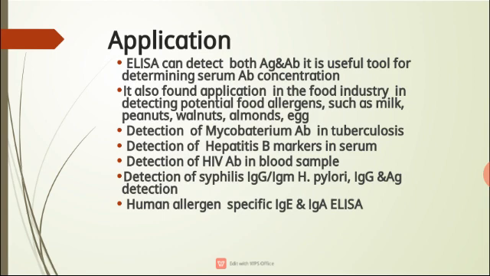Application of ELISA. ELISA can detect both antigen and antibodies. It is a useful tool for determination of serum antibody concentration. It has also found application in the food industry in detection of potential food allergens such as milk, peanut, walnut, almonds and egg. Detection of Mycobacterium antibody in tuberculosis.